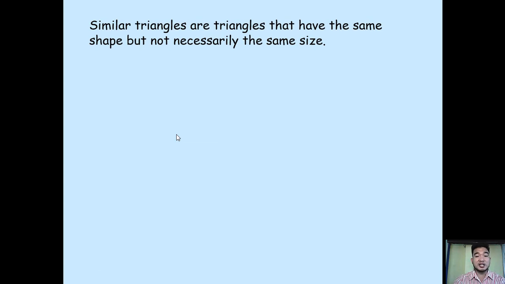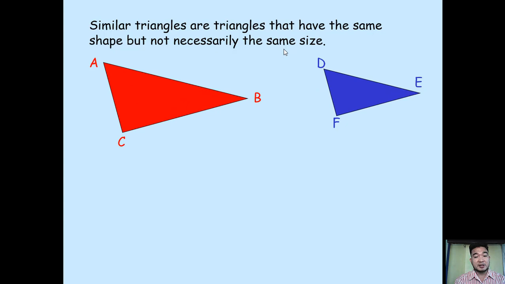Similar triangles are triangles that have the same shape but not necessarily the same size. So upon looking into the shapes of the triangles, you may say that these two are similar. These two triangles are similar even though they do not have the same size. So we may say that triangle ABC is similar to triangle DEF. This is the symbol for similarity.